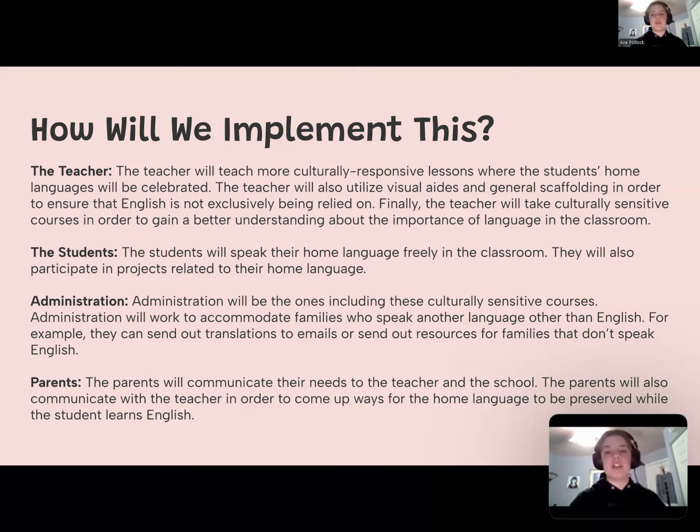The administration will be the ones including these culturally sensitive courses and teacher training. Administration will also work to accommodate families who speak a language other than English. For example, they can send out translations of emails or send out resources for families that don't speak English. And the parents will communicate their needs to the teacher and the school. The parents will also communicate with the teacher in order to come up with ways for the home language to be preserved while the student learns English.